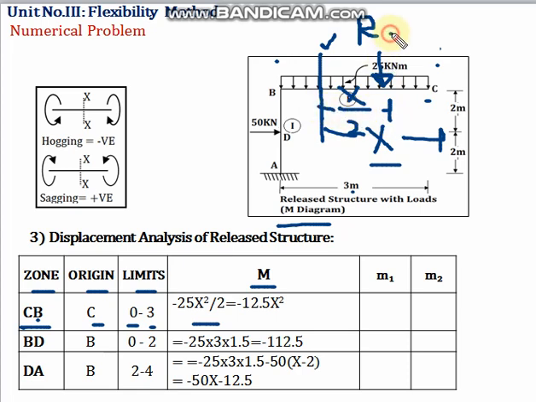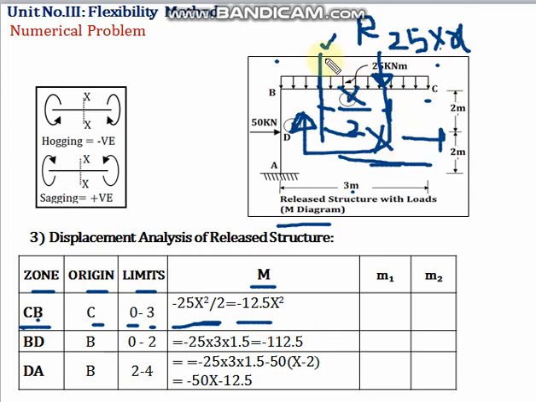Now convert this UDL into a point load. With respect to that axis we are doing the calculation. It becomes 25 into x, because the length of the UDL is x with respect to origin. So 25 into x is a point load, and the lever arm is x by 2. If you rotate about that axis, it will rotate in the clockwise direction, so the sign will be minus. So minus 25 into x square, x by 2 into 25 into x becomes 25 x square by 2, which becomes minus 12.5 x square.